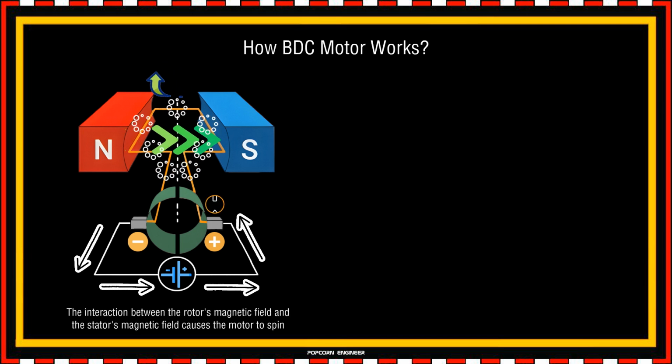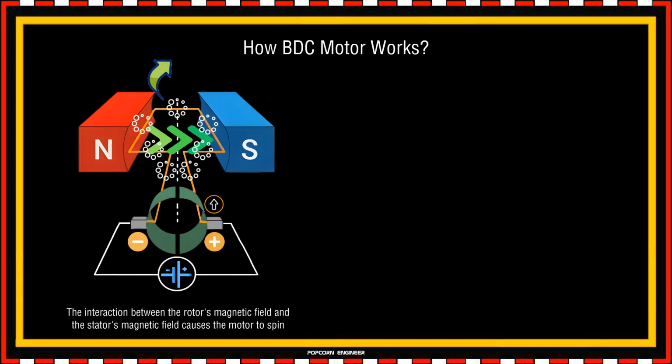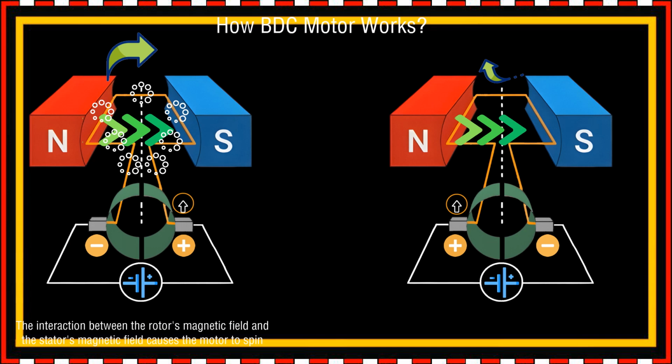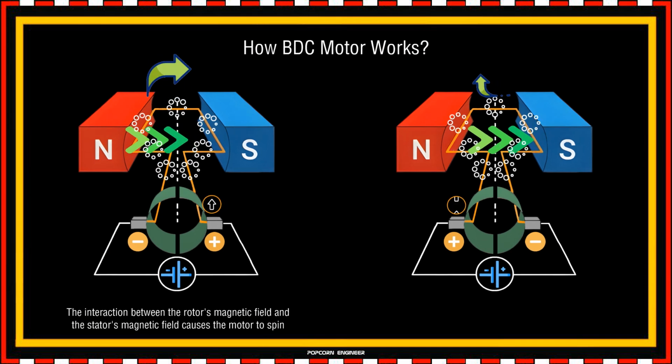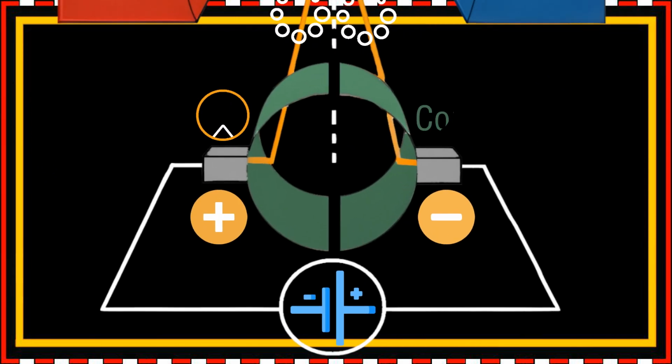However, once both magnetic fields are aligned, the rotor would naturally stop. Now we need another push. We need a change in magnetic fields in order to make the rotor spin again. So to do that, we need to reverse the polarity of the coil, so that the magnetic field of the coil is generated in the opposite direction and keeps interacting with the permanent magnets. But how do we reverse the polarity then? That's where the commutator comes in.